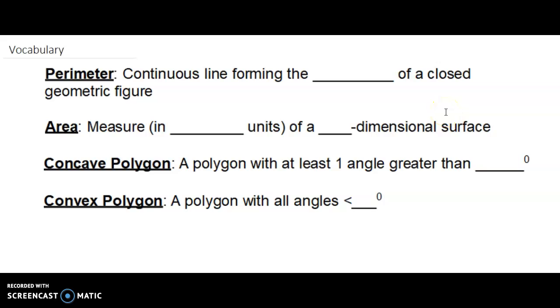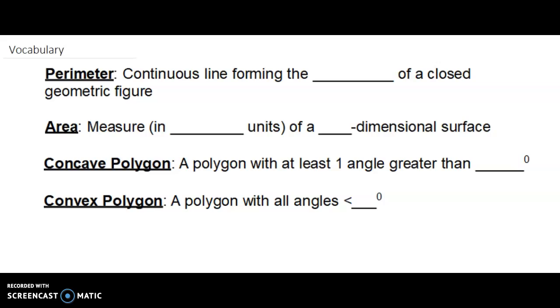Hey guys, this video is for section 1.4. This one should be an easy one. It's perimeter and area in the coordinate plane. So we've been doing perimeter and area for a long time now, probably way back in elementary school, I'm sure. So hopefully this section will be a breeze for you.